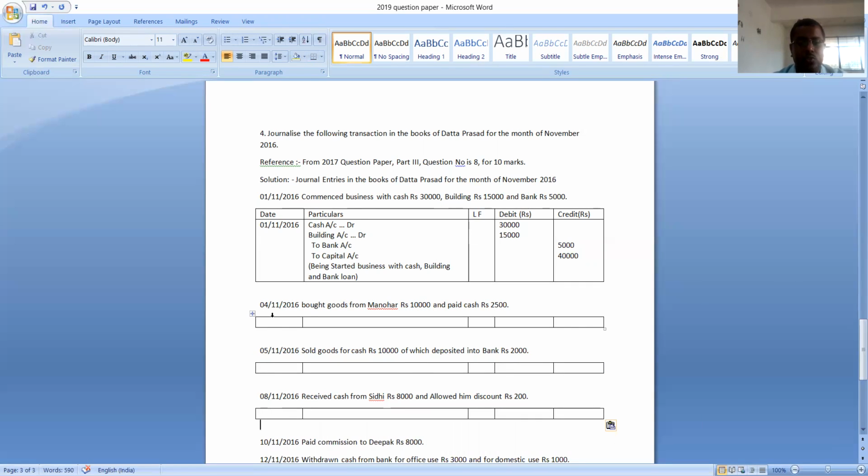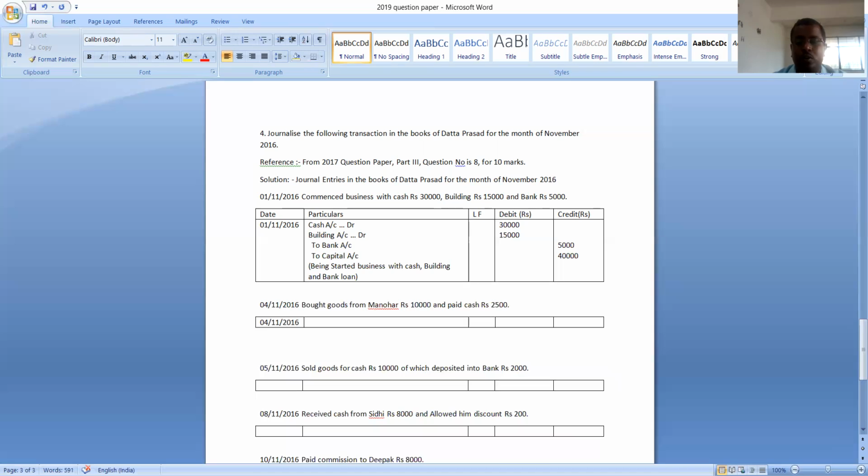Okay, fine. So this particular transaction is dated on 4th November 2016. What is the transaction? Bought goods from Manohar rupees 10,000 and paid cash rupees 2,500. See here, the business has purchased goods from Manohar worth rupees 10,000 and paid him cash rupees 2,500.